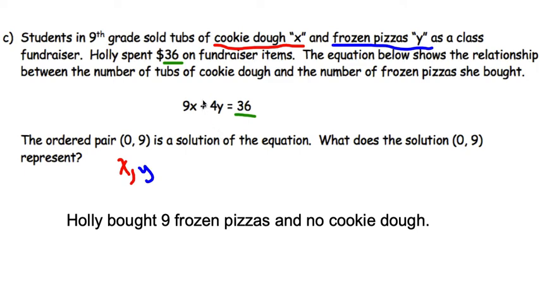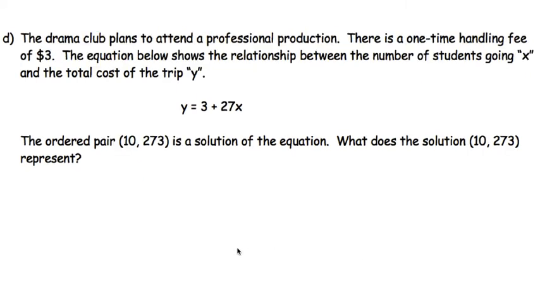But an extra thing that I just want to throw in here is that we can see from this 9 right here, this represents the cost of the cookie dough. So the cookie dough was $9 for a tub. And 4y means that the frozen pizzas were $4 each. So again, just something else I wanted to throw in there, a little extra explanation. But this right here is your answer. Holly bought 9 frozen pizzas and no cookie dough. Or something along those lines. It doesn't have to be exactly like that.